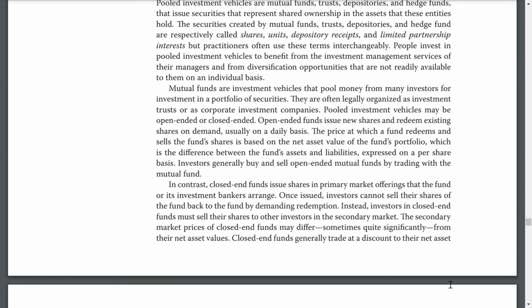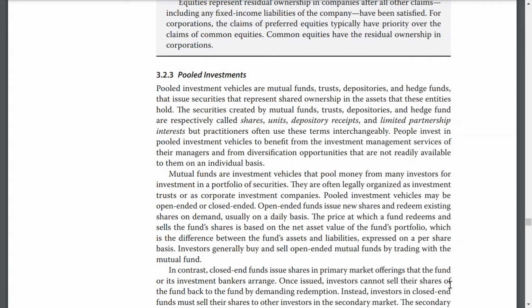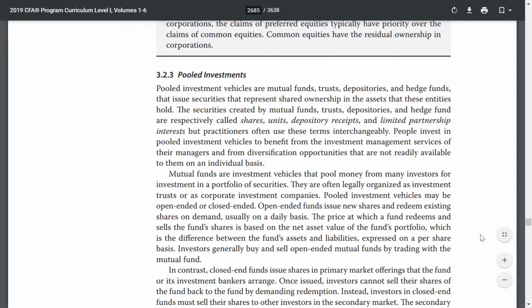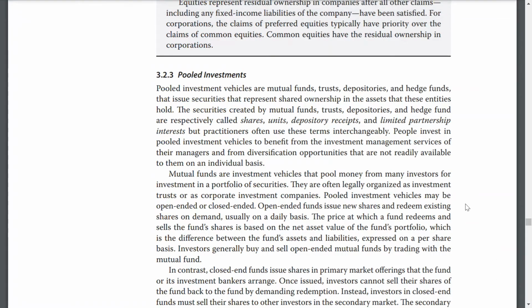Pooled investment vehicles are mutual funds, trust depositories, and hedge funds that issue securities that represent a shared ownership in an asset. The securities issued by mutual funds, trusts, depositories, and hedge funds are respectively called shares, units, depository receipts, and limited partnership interests. Practitioners often use these terms interchangeably. People invest in pooled investment vehicles to benefit from the investment management services of their managers and from diversification opportunities that are not readily available to them on an individual basis.